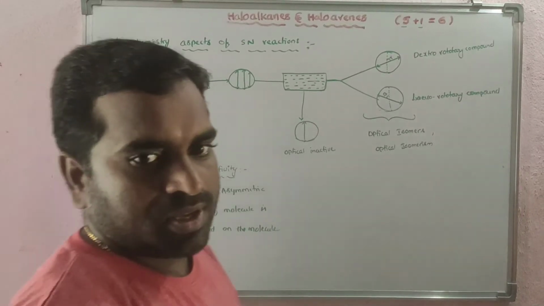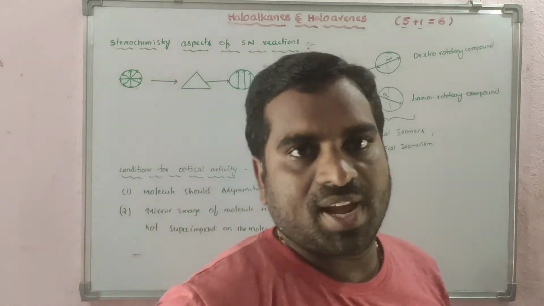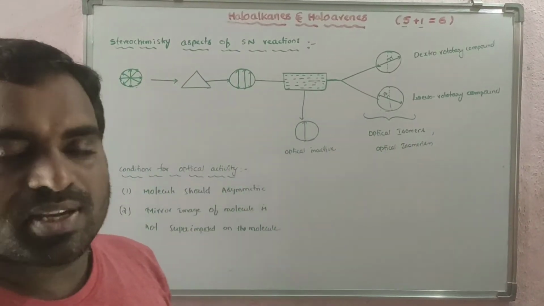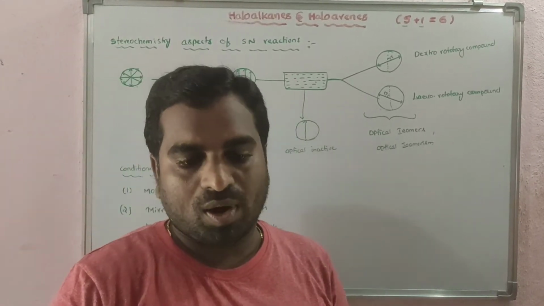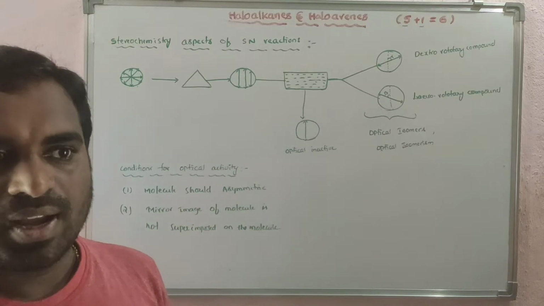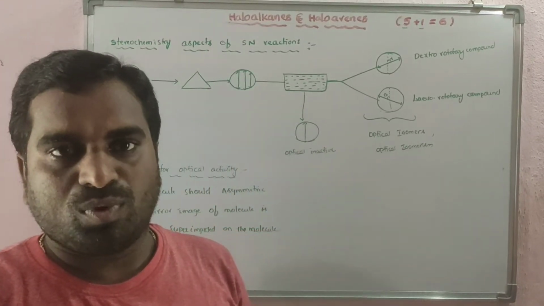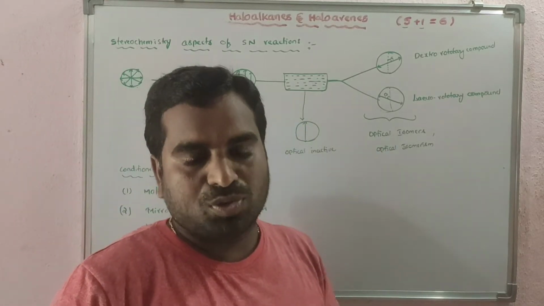Next one is stereochemical aspects of nucleophilic substitution reactions. Clear? So we have studied the SN1 reaction and SN2 reaction. In the SN2 reaction, we have studied Walden inversion. In the SN1 reaction, we have discussed the racemization product. Clear? So these terms belong to stereochemistry.